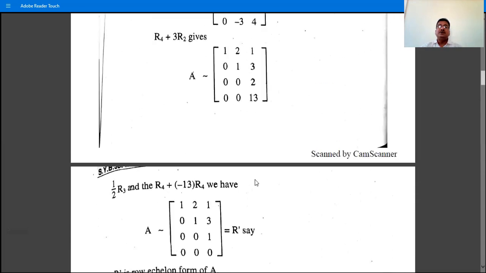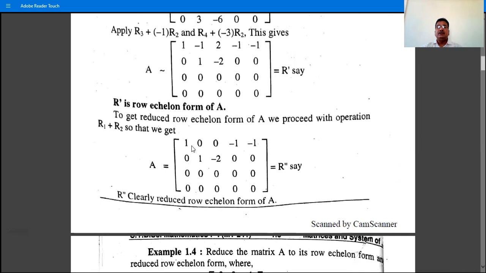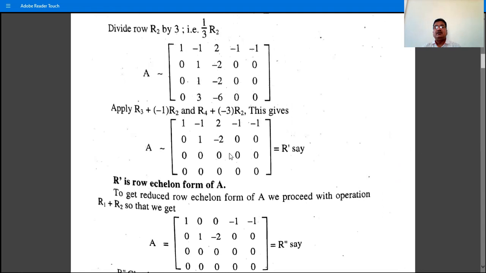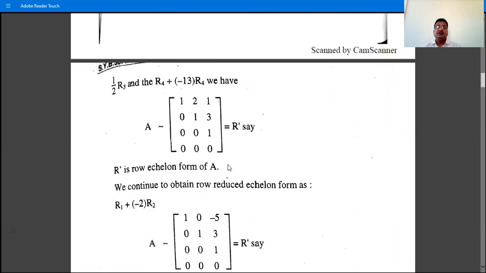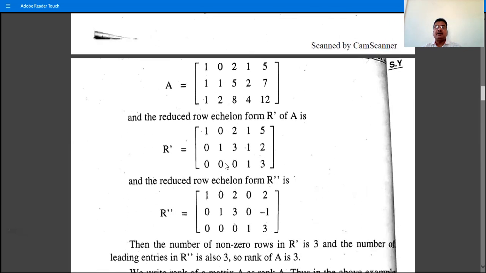So if we observe the reduced row echelon form of this matrix, and if we count the leading ones, there are two leading ones in the reduced row echelon form of the matrix A, and therefore the rank of A is 2. Or we can observe the row echelon form of the matrix A, then there are two non-zero rows, and therefore the rank of the matrix A is 2. So in order to find the rank of the matrix, we have to reduce the matrix to its echelon form.